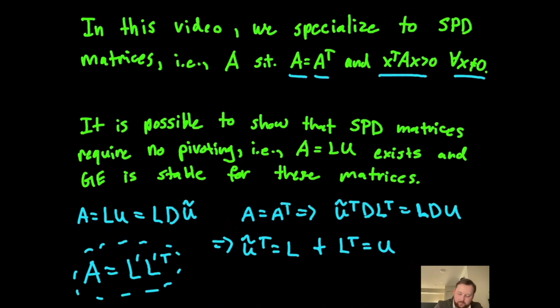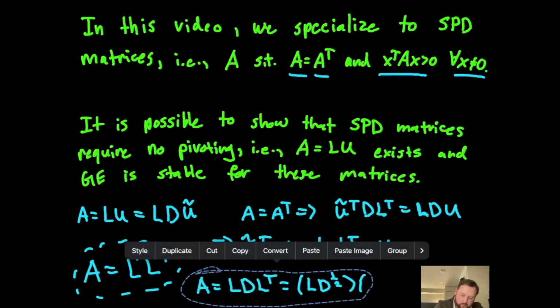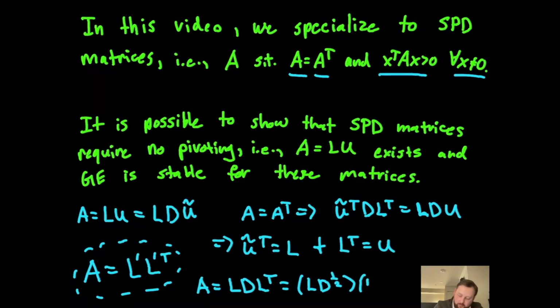So the last step is, we know that A is now equal to LDL transpose. And since we have an SPD matrix, we know that the diagonal matrix D has to have strictly positive diagonal entries. So because of this, we can always write this as L D^(1/2) times, and I'm going to run off the screen again, times essentially the same thing, L D^(1/2) transposed.